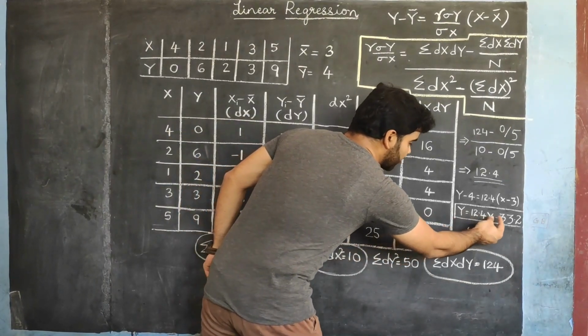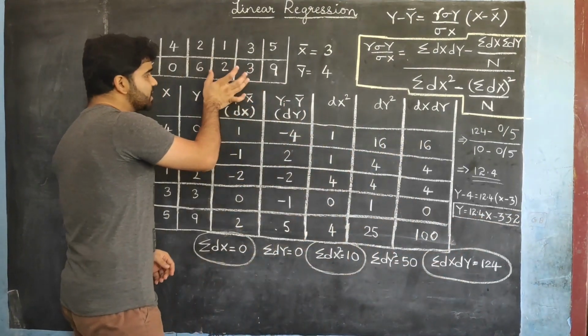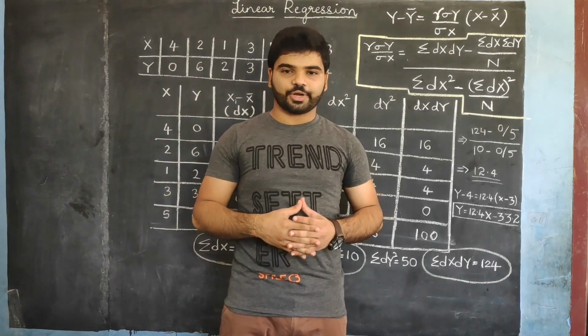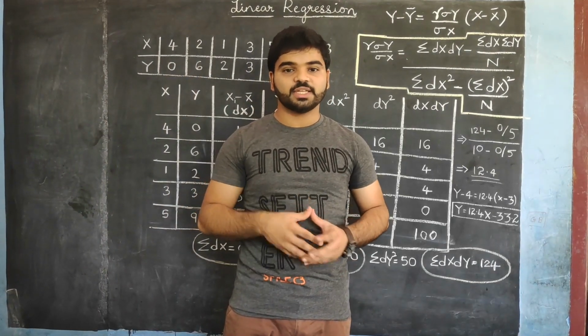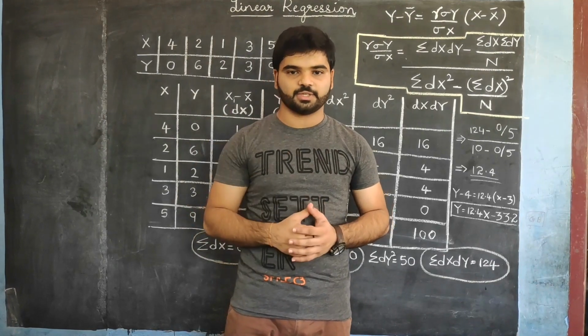So y equals 12.4x minus 33.2 is the line which fits this data set. Now, as we have seen what linear regression is, in the further videos let us see how we find the error for this linear regression. Thank you.